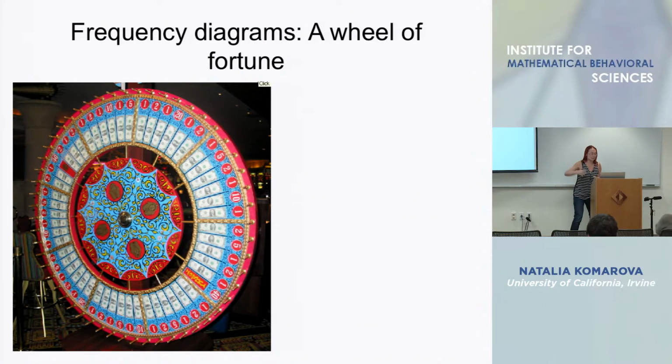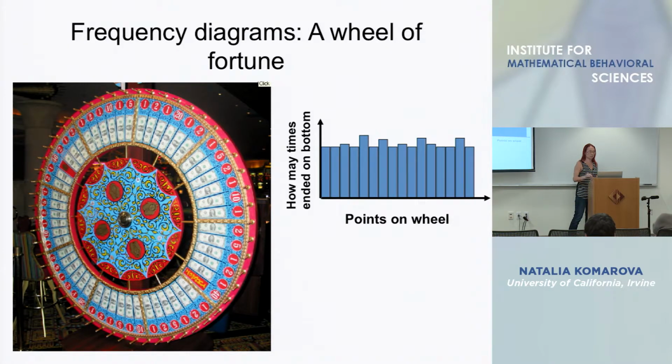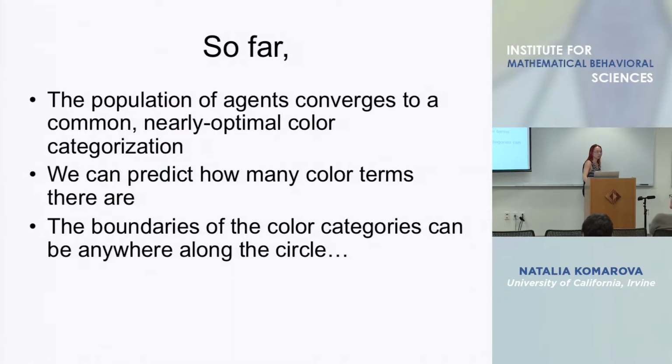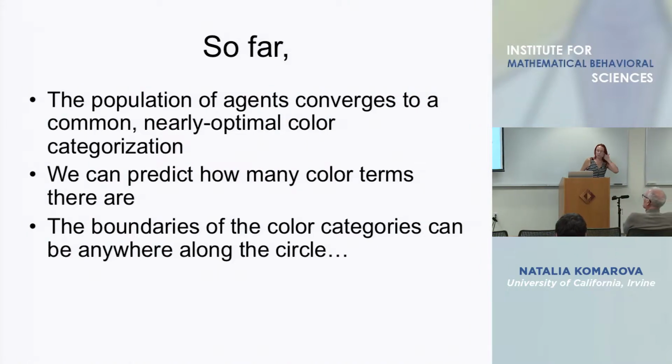The experiment is like this. Let's spin a wheel and record which number happens to be at the bottom when the wheel stops. And you will see a uniform distribution because they're all the same. That's rotational invariance. Okay, so this is the nature of the solution. The population of agents converges to a common, nearly optimal color categorization, and we can predict how many colors there will be, but we don't know where the boundaries are because.